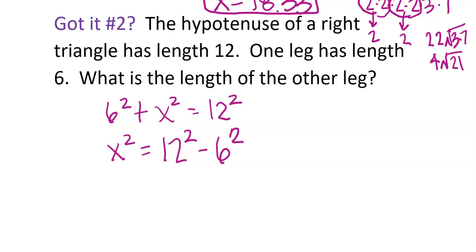12 squared minus 6 squared. 144 minus 36 is 108. And then we'll just go to 2 places. So square root of 108 is 10.39.